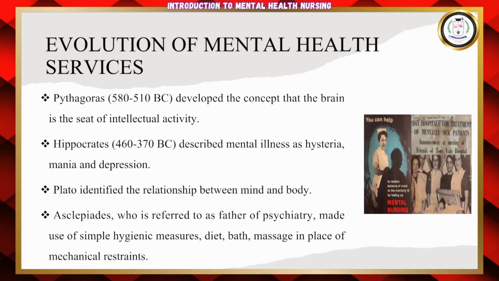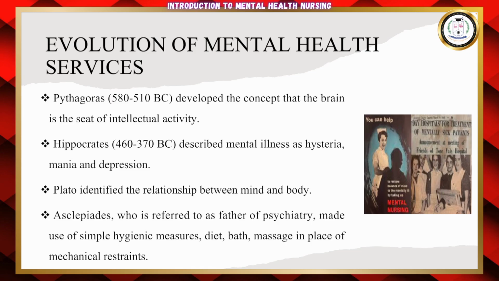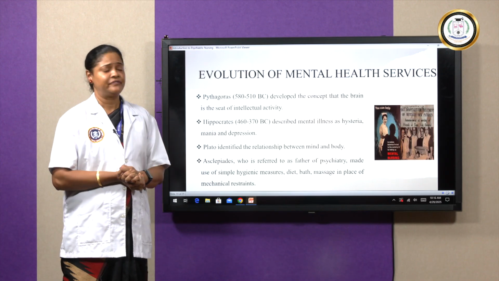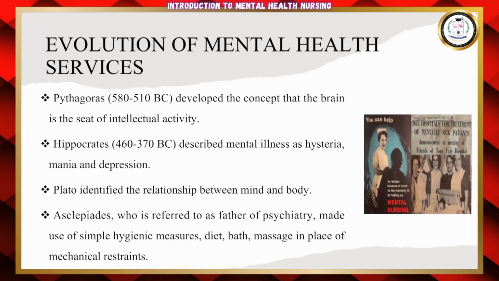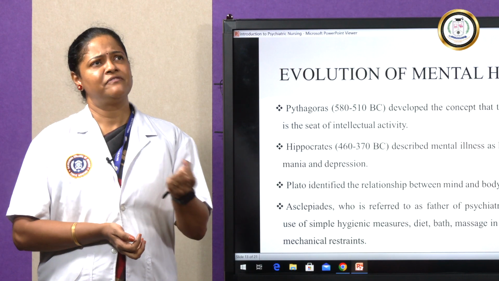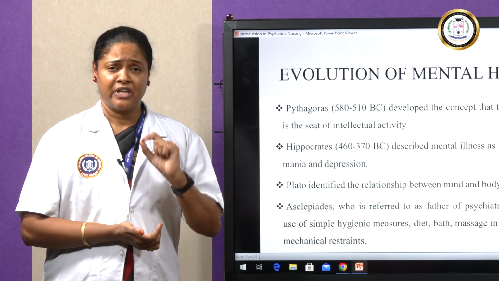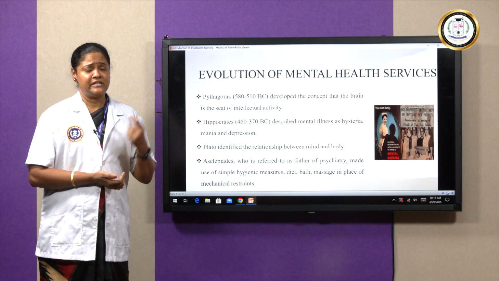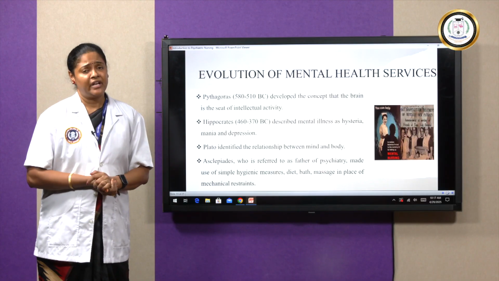Pythagoras developed the concept that the brain is the seat of intellectual activity. Hippocrates described mental illness as hysteria, mania, and depression. Plato identified a relationship between the body and mind, and Asclepius, who is referred to as the father of psychiatry, introduced simple hygienic measures, diet, and massage in place of mechanical restraints. Mechanical restraints are straps and similar materials that were used to tie mentally ill persons in olden days. So Asclepius, the psychiatrist, introduced simple measures instead of mechanical restraints.